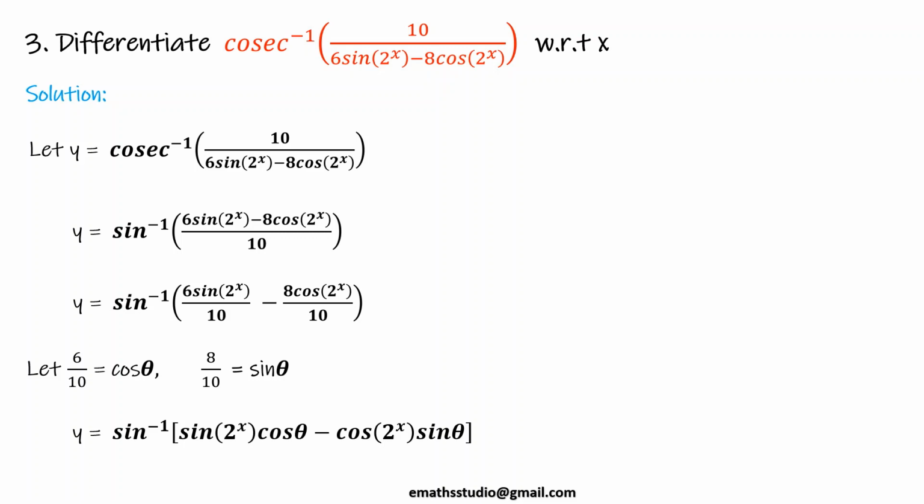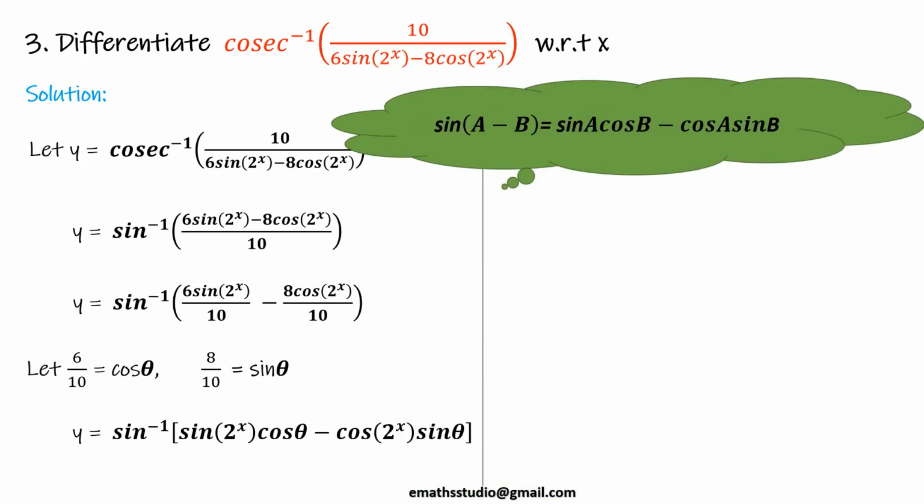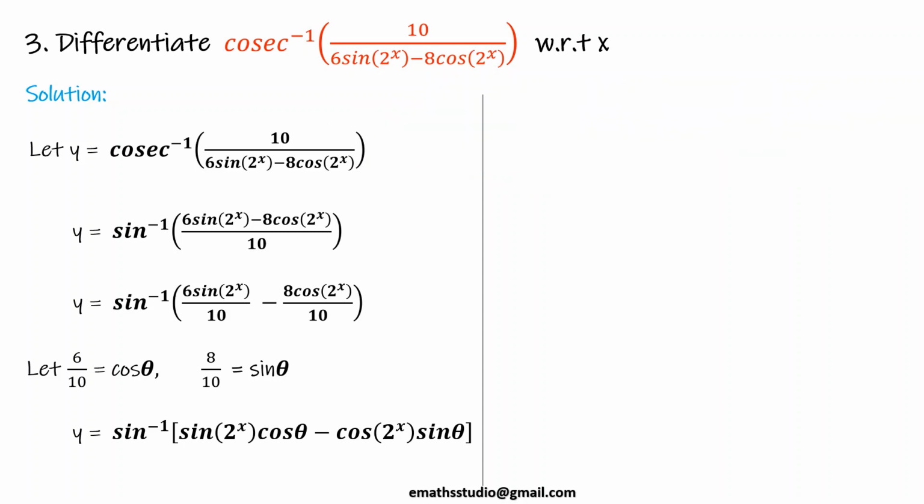See, whatever substitution I did, because of that, now inside the bracket I got the formula sine of a minus b: sine a cos b minus cos a sine b. This is sine a cos b minus cos a sine b. So in turn, this can be written as sine of a minus b, and that will help us to simplify the term. So in the next step I am writing this as sine inverse of sine of 2 raised to x minus theta. So what does it become? It becomes simply 2 raised to x minus theta.